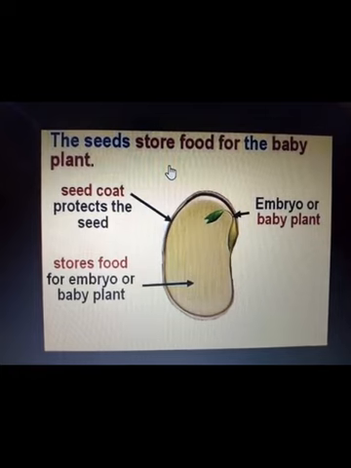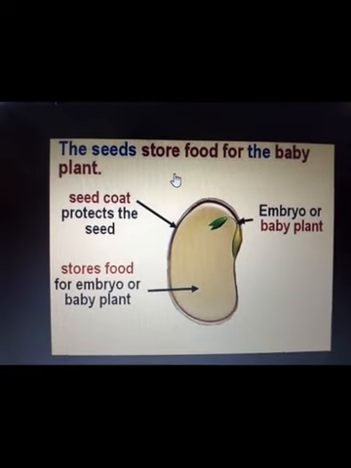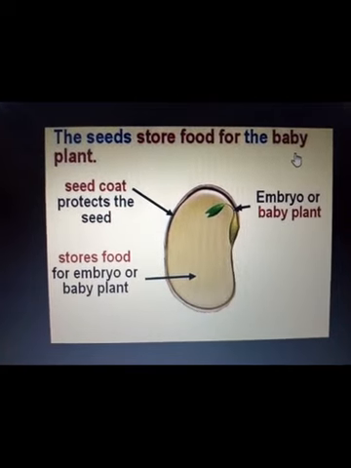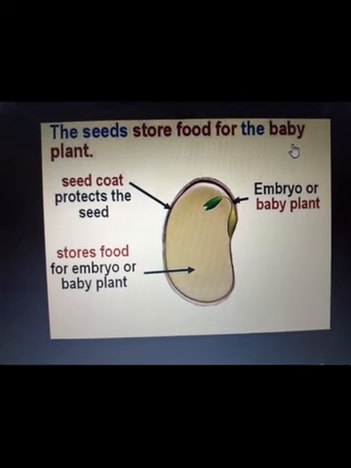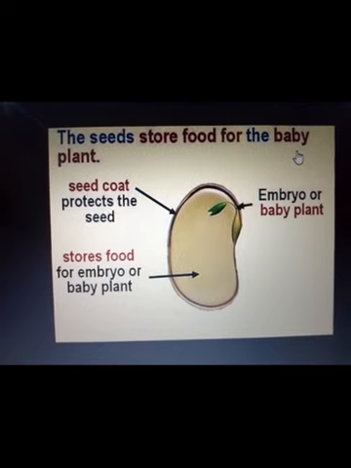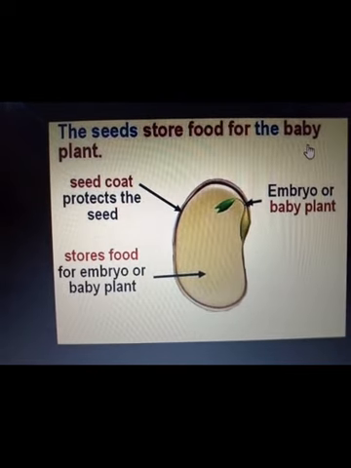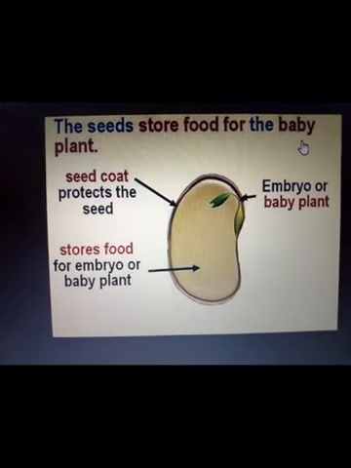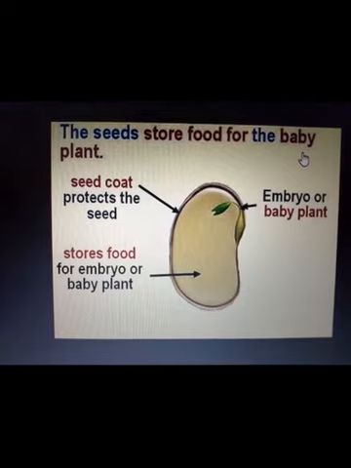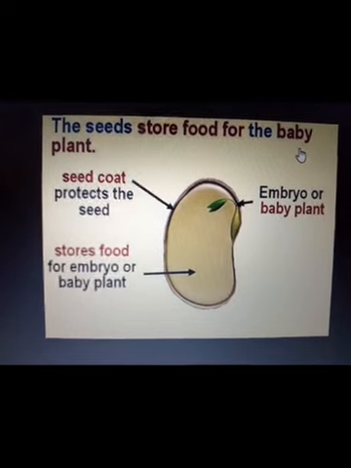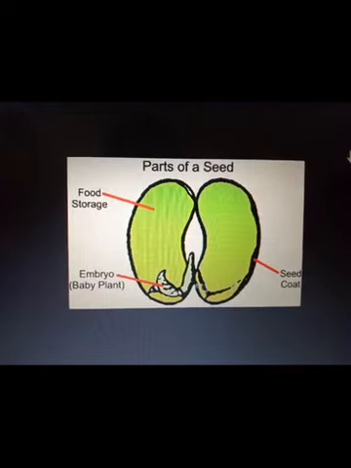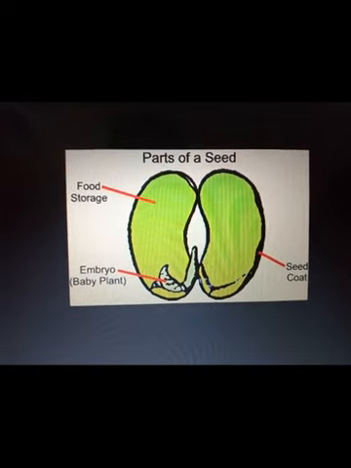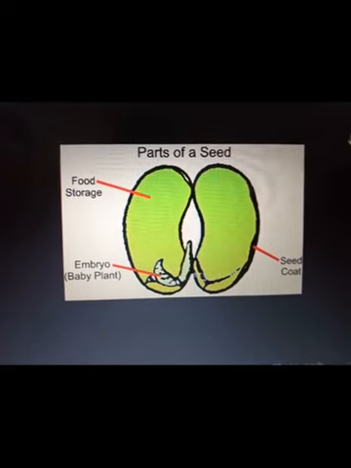Second is embryo. Embryo is the baby plant inside the seed. And third is storage food. That means food is stored for the embryo. This food will help in the growth of a seed. So these are the three parts of a seed: seed coat, embryo, food storage.